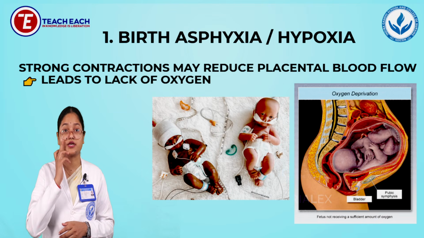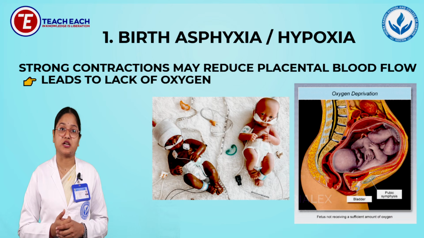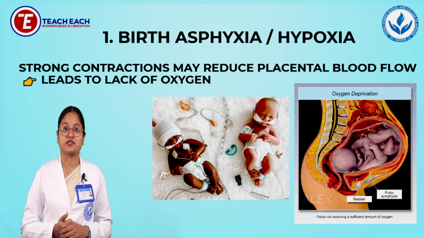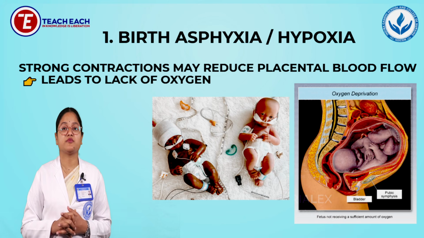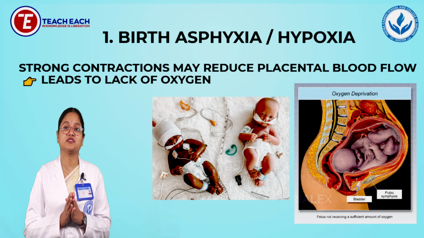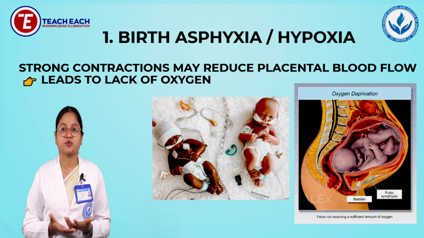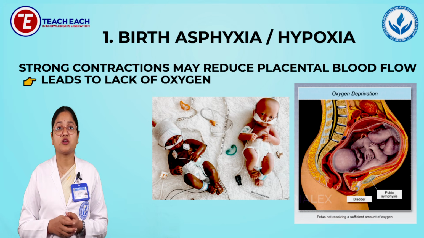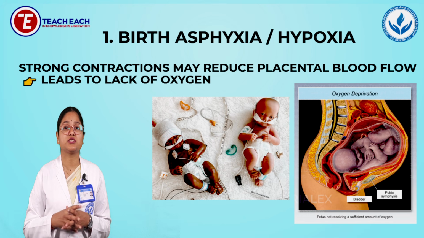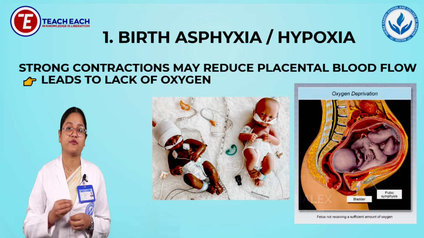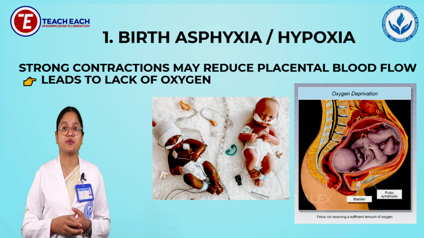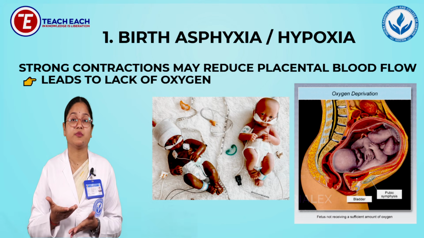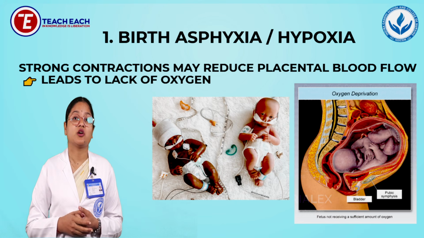The first complication is fetal asphyxia or hypoxia. Strong contraction may reduce placental blood flow, that leads to lack of oxygen. There will be deficiency of oxygen, because the baby is not breathing inside, they are getting oxygenated blood from the placenta through the umbilical cord. So if the contractions are so rapid, sometimes the blood vessels will be compressed and flow will be less, that can lead to birth asphyxia to the baby. And sometimes there is a chance of stillbirth or death, the baby can be delivered dead during this situation if the contractions are very fast.